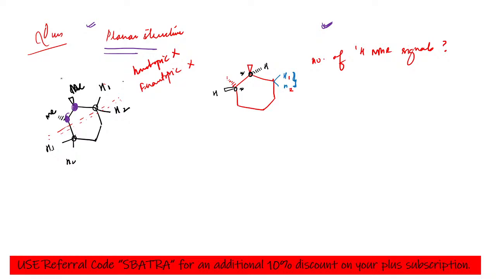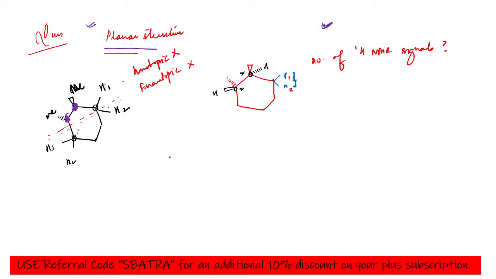Okay, are you getting the point? We have to check the relationship of these two carbons, then only can we predict the relationship of these two hydrogens. Is this statement clear? So the first thing is we need to find out the relationship of these two carbons.